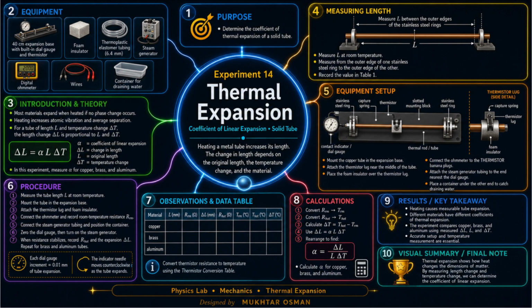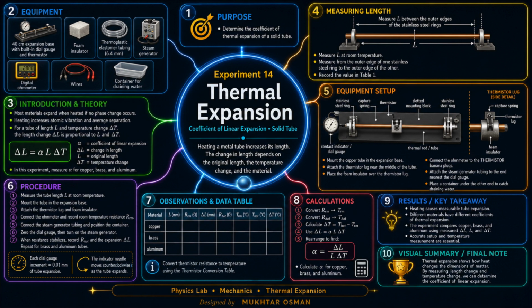5. Equipment setup. Main parts: 1. Contact indicator/dial gauge. 2. Stainless steel ring. 3. Capture spring. 4. Thermistor. 5. Slotted mounting block. 6. Stainless steel ring. 7. Thermal rod/tube. Thermistor lug side. Detail: 1. Capture spring. 2. Thermistor lug. 3. Foam insulator.